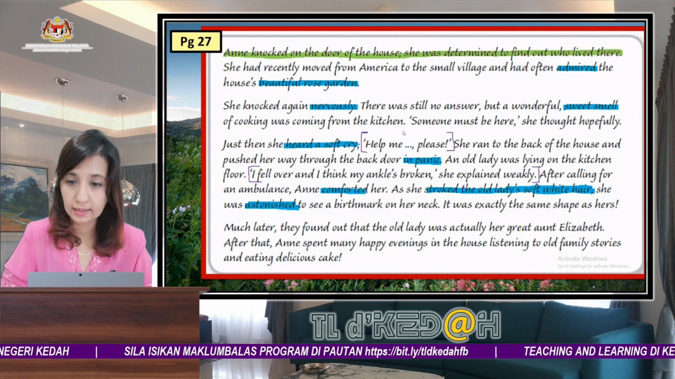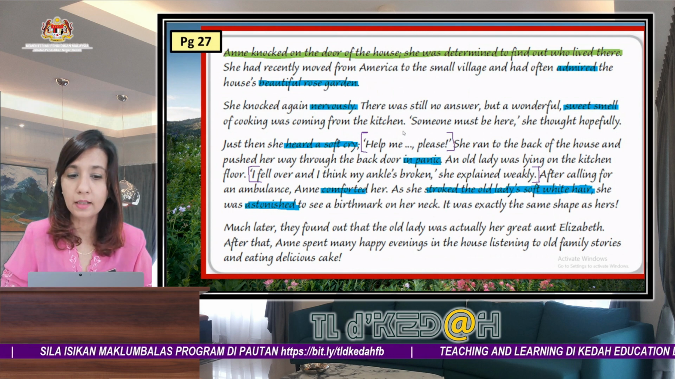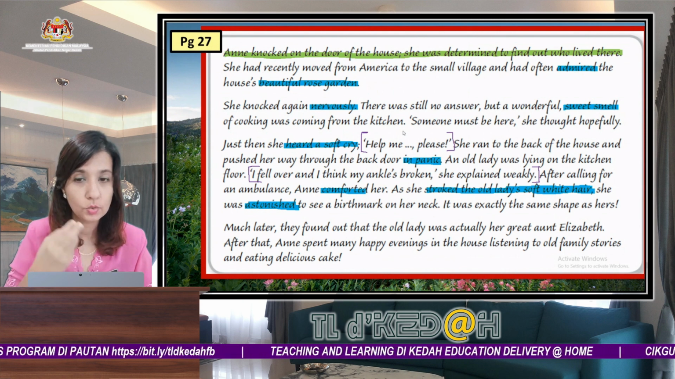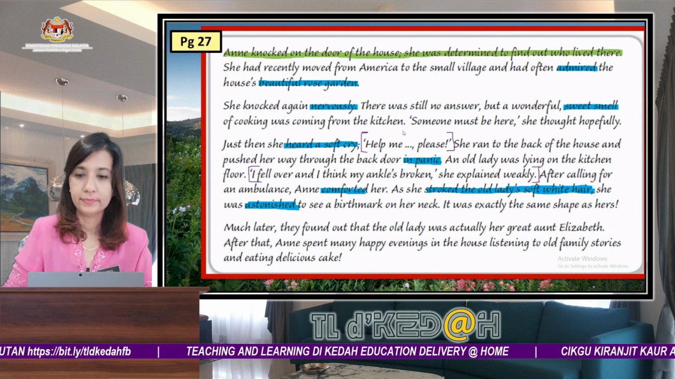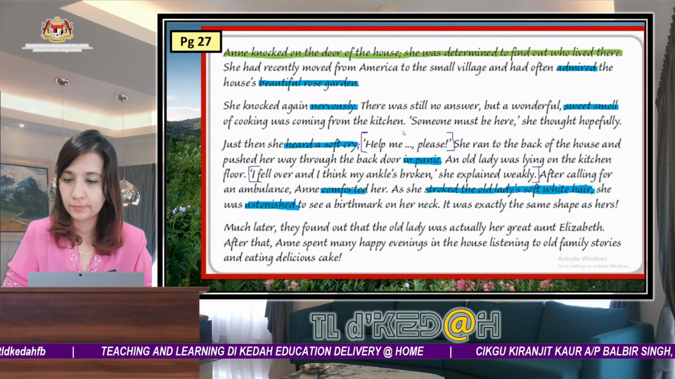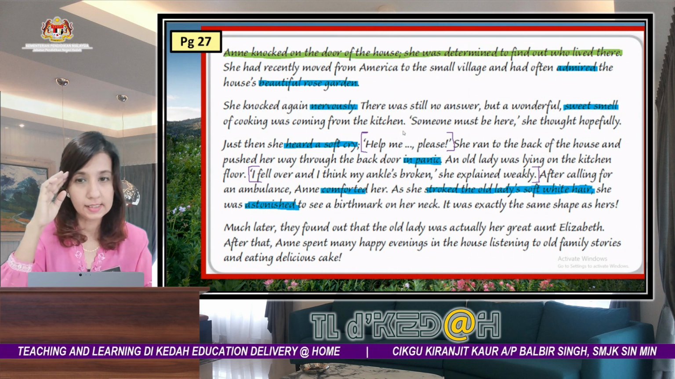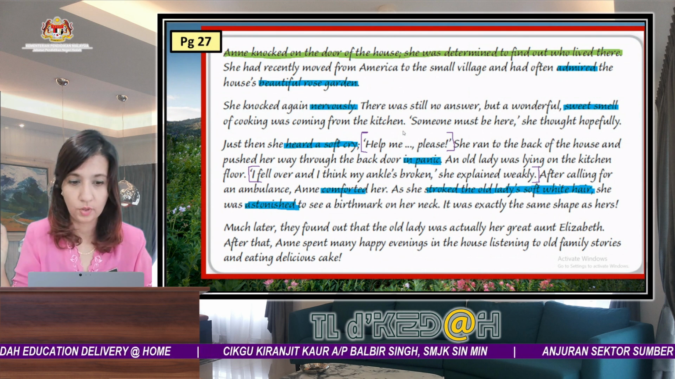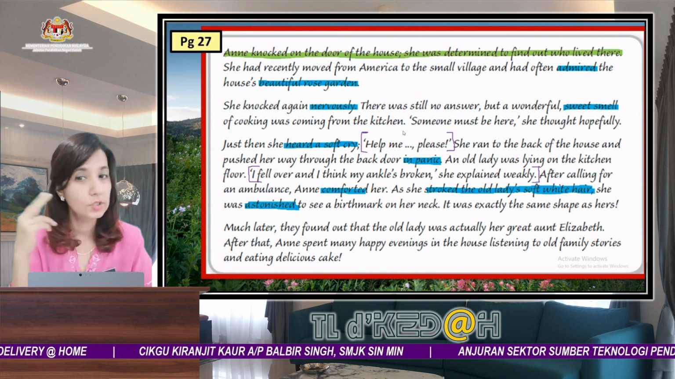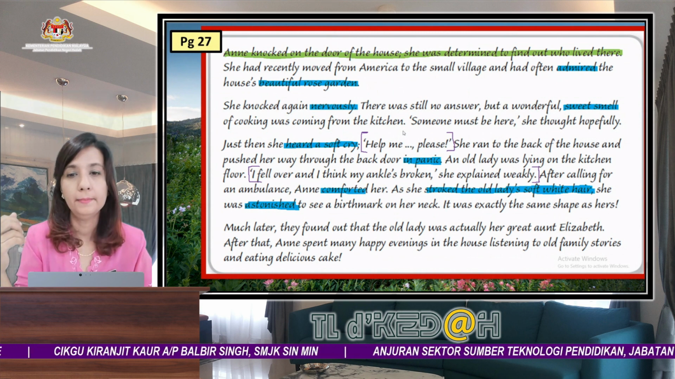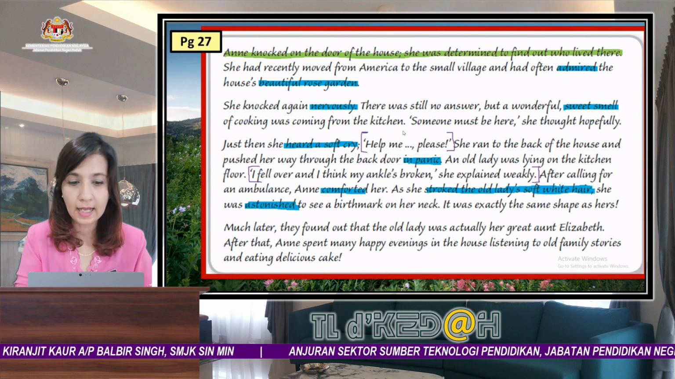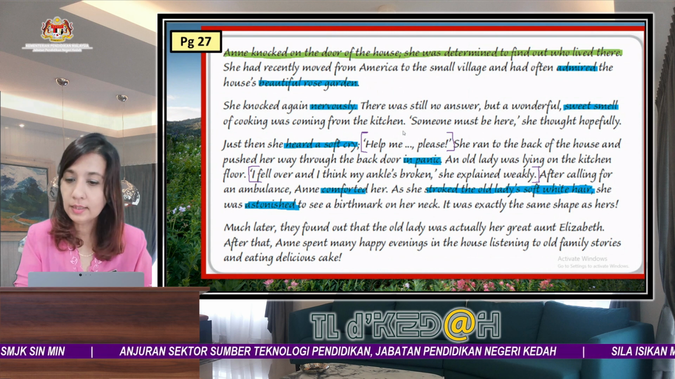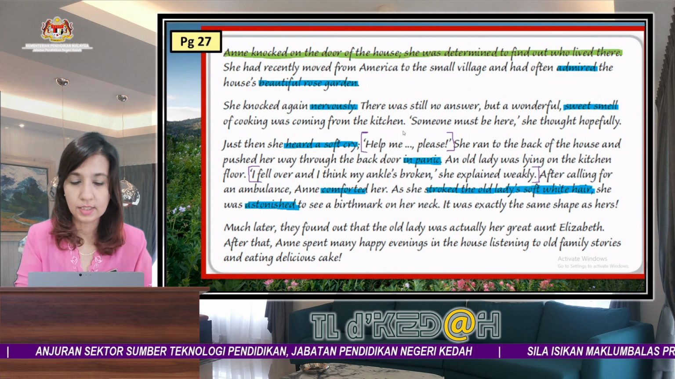There was still no answer, but a wonderful, sweet smell of cooking was coming from the kitchen. You see, you can smell the sweet smell of food. Okay, someone must be there, she thought hopefully. So here she is expressing her thought, okay, in a dialogue form, in a direct speech form. Just then she heard a soft cry. So this is what she heard. Help me, please. She ran to the back of the house and pushed her way through the back door in panic. An old lady was lying on the kitchen floor.